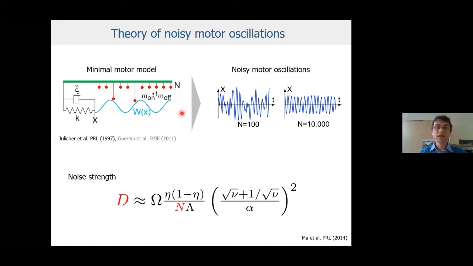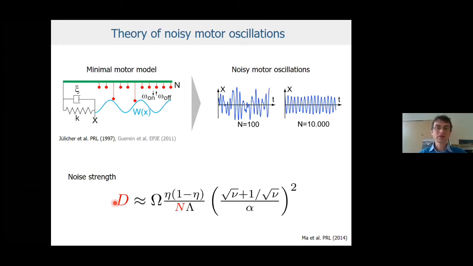But if we run this model with a finite number of motors, we find that oscillations are noisy. If you have a small number of motors, like here, 100 motors in this minimal model, fluctuations are really very irregular. And if we increase the number of motors to the right, we have 10,000 motors, then oscillations become more regular. We can work out this minimal model analytically because it's so simple, and find indeed that the noise strength D that characterizes these noisy oscillations scales inversely with the number N of molecular motors assumed in this model. So the more motors N you have, the smaller is the noise strength.